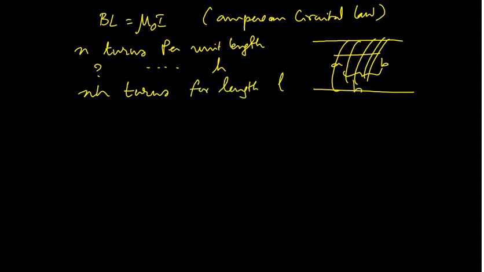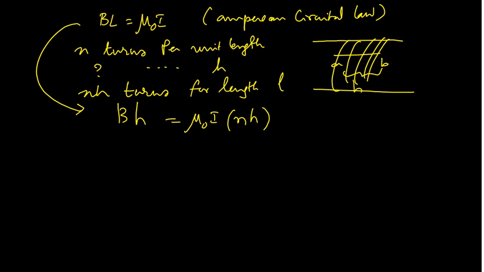And therefore, our BL equal to mu naught I becomes BH, and that's equal to mu naught I, nh. Okay? So therefore B is equal to mu naught, now the extra thing is n into I. In the previous case, if you say n equal to 1, then B equals mu naught I.